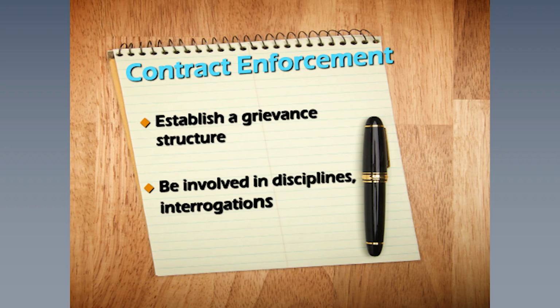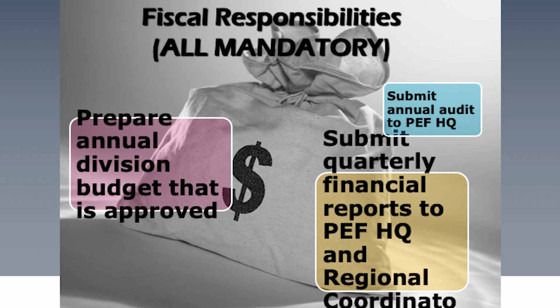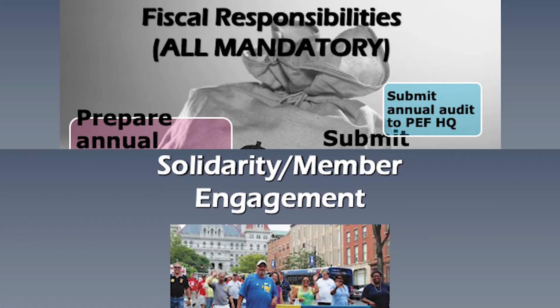It's that simple. You want to be involved in disciplines and interrogations. If the member asks you to, you are able to help them and just be by their side, especially if the field rep's not available. These fiscal responsibilities are all mandatory. Many of you already do them. You know, your budgets, what you can spend money on, what you can't, your annual audits.